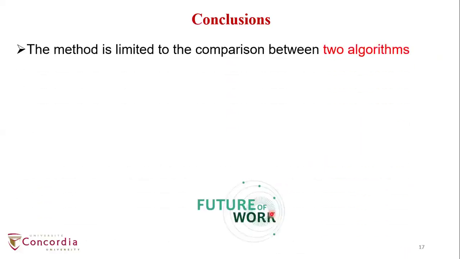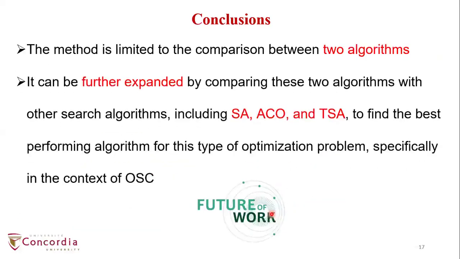There are some limitations because we compared only two algorithms, GA and PSO. However, we intend to include more algorithms like simulated annealing, ant colony, and traverse algorithm along with GA and PSO to find a better algorithm among these five algorithms.